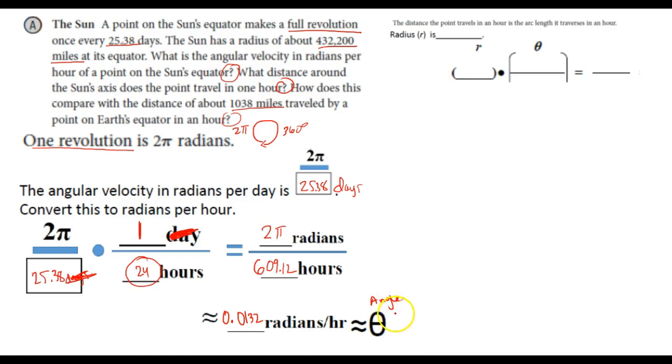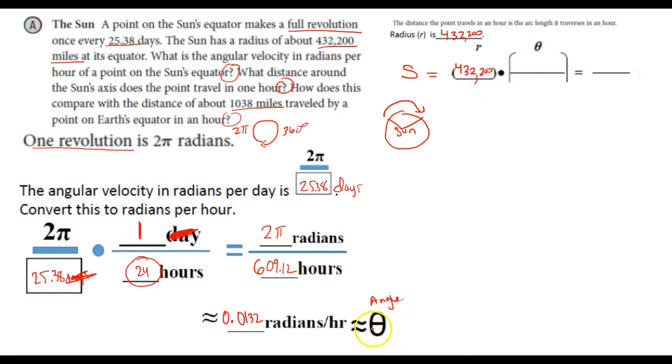And that's our angle. Alright, the next one we're going to do is: what is the distance around the sun's axis the point travels in 1 hour? So we want to know that. Remember we figured out the arc length S. If they want to know how much it covers on our little sun from one end to the other, let's go ahead and figure out what our radius is. Our radius was 432,200. So we'll plug that in.